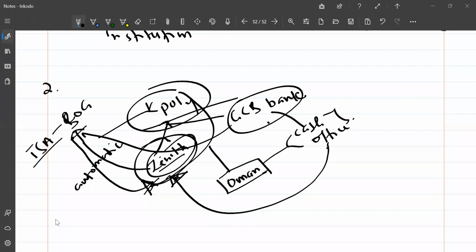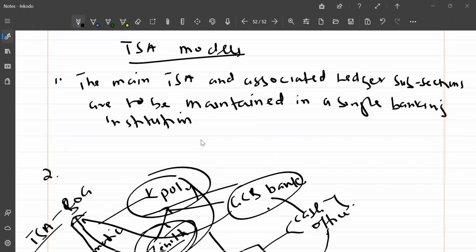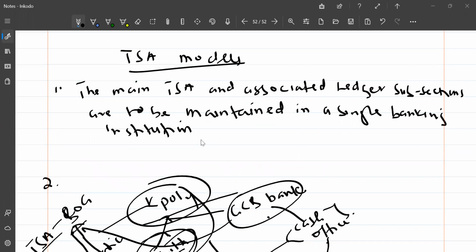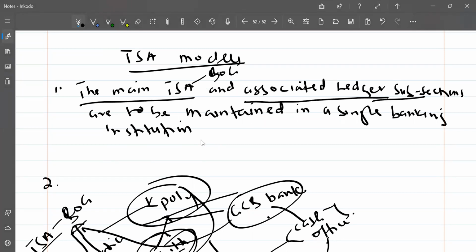So that is what currently they are operating. I don't know the percentage that's supposed to be maintained. But the first one is very simple. The first one is that there's supposed to be a main treasury account at BOG. Then they're supposed to also have associated ledger accounts, let's say open accounts with Zenith Bank, Prudential Bank. So they're supposed to maintain the treasury single account. Then they also maintain a single banking institution, a bank, open account with a bank. Exactly.